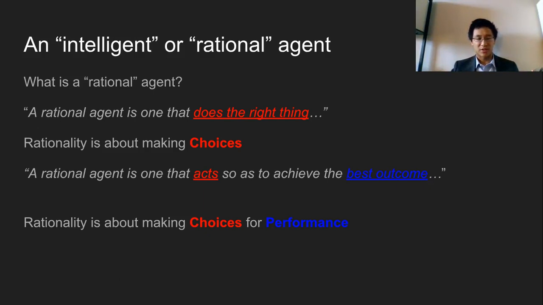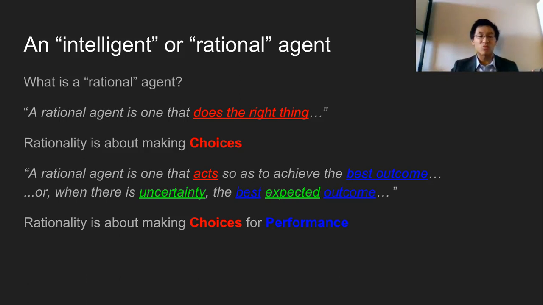But I'm going to add a little more to this definition. It's not complete. So, a rational agent is one that acts so as to achieve the best outcome, or when there is uncertainty, the best expected outcome. So, this adds a few words that make us realize there's another element to rationality. It's not just about making choices for performance, but has to do those choices in light of what it knows or doesn't know. So rationality is about making choices for performance given knowledge or lack thereof. You can't expect someone to make the best choice without knowing certain things. And if they don't know certain things or do know certain things, you may expect more or less of them.